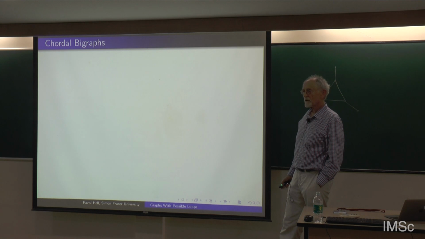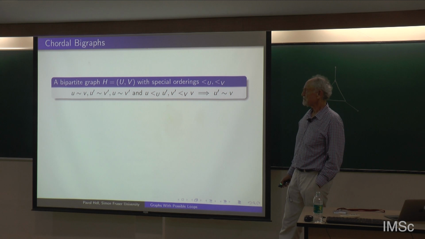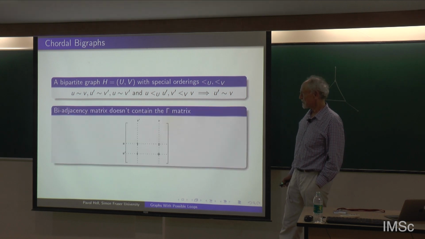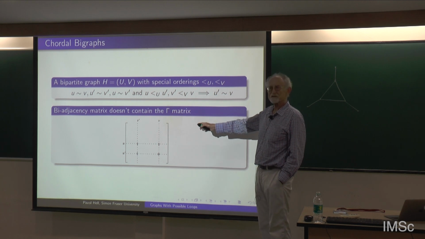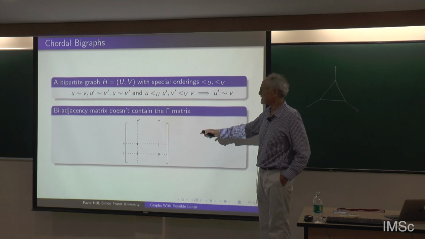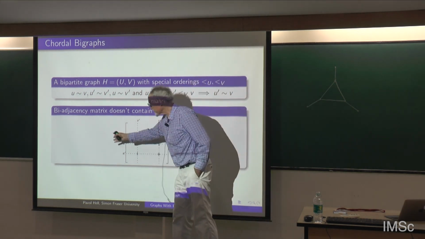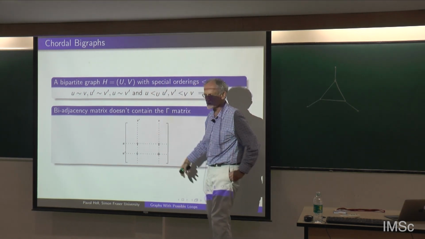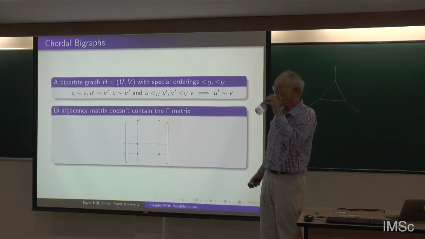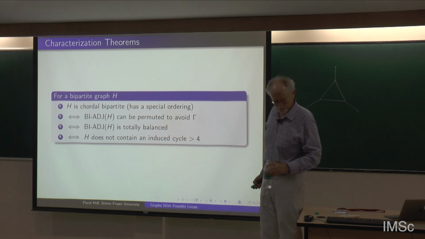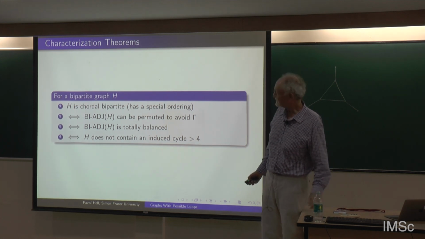There is a parallel class of chordal bigraphs. Chordal bigraphs have a pair of orderings, one on the top vertices and one on the bottom vertices. And they have a similar characterization by forbidden matrices, except this is not the adjacency matrix, this is the bi-adjacency matrix. These are the top vertices versus the bottom vertices. And this matrix is forbidden there. They have a similar forbidden structure characterization.